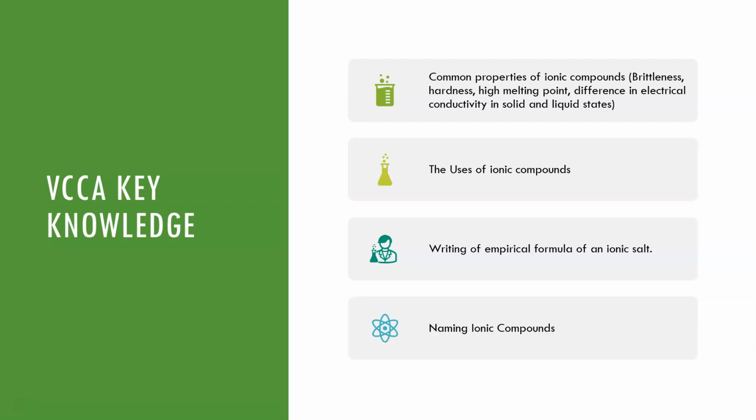how we go about writing empirical formula of ionic salts, i.e. ionic compounds, and how we go about naming them. And you should be able to, by the end of this unit, comfortably write the name from a formula or the formula from a name as we move forward.